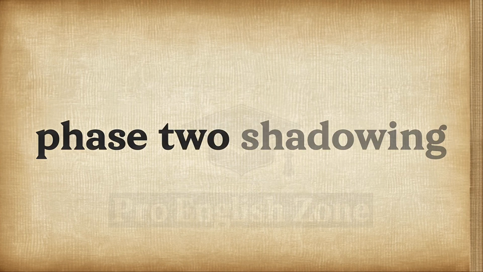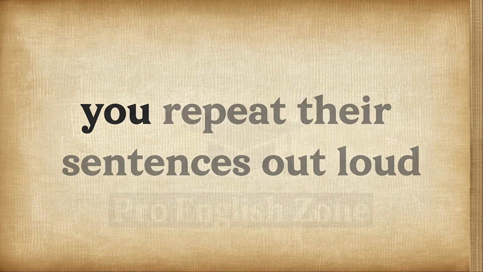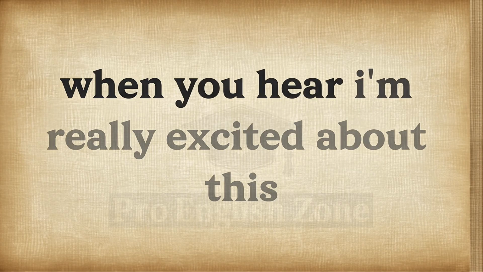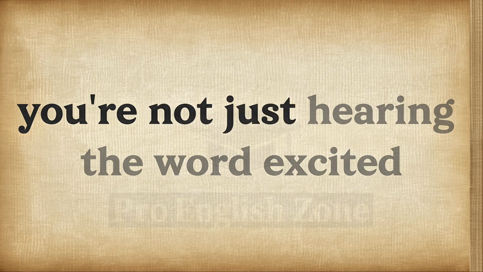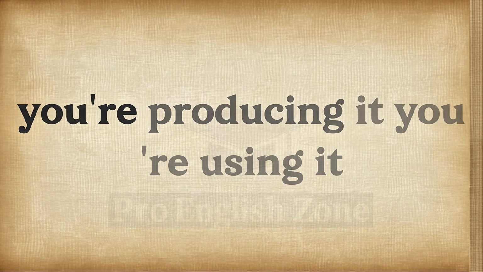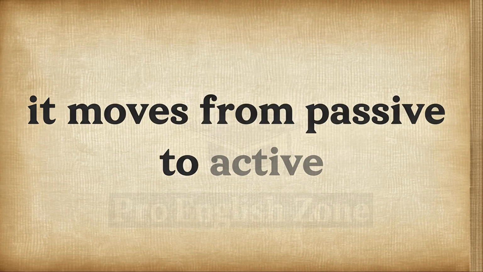Phase 2. Shadowing in months 3 and 4, you shadow native speakers. You repeat their sentences out loud. When you hear, "I'm really excited about this," you repeat, "I'm really excited about this." You're not just hearing the word excited, you're producing it, you're using it. And when you produce a word out loud, it moves from passive to active.